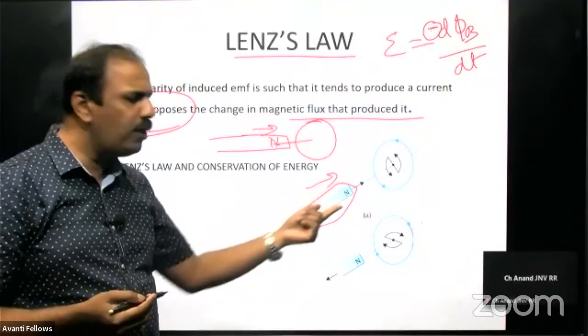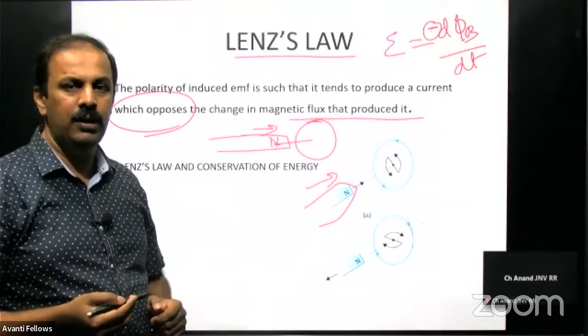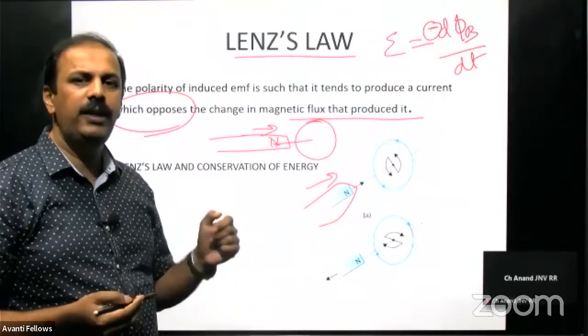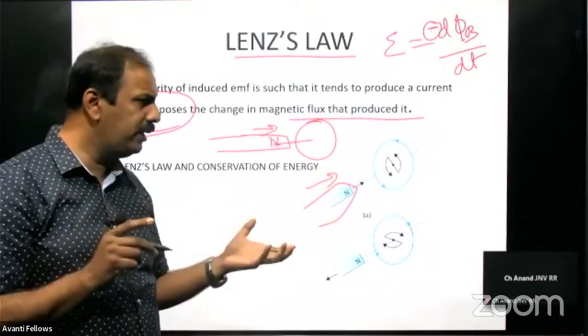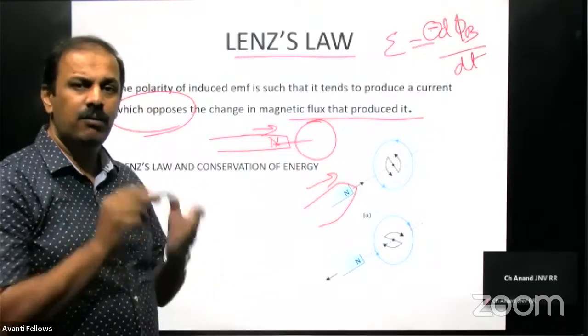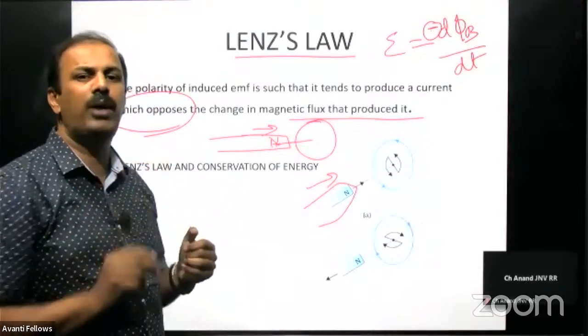If you want to oppose a north pole, here also it should be north pole. So to oppose a north pole, we need a north pole here. I told you already in the case of that bar magnet, whether a pole is north or south depends on from where you are seeing.